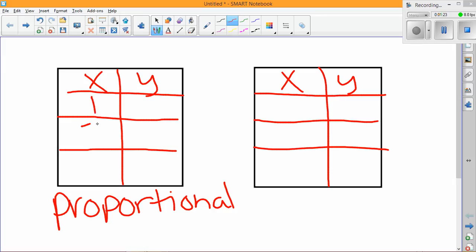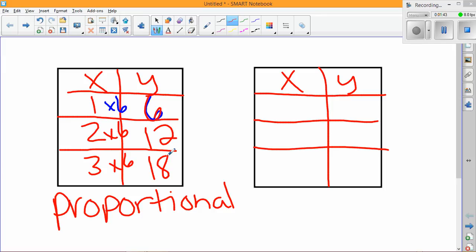So for instance, if I start with 1, I can multiply it by 6 to give me 6. And if I multiply 2 by 6, I will get 12. And if I multiply 3 by 6, I will get 18. This is proportional because there's that constant 6 that we can multiply by.